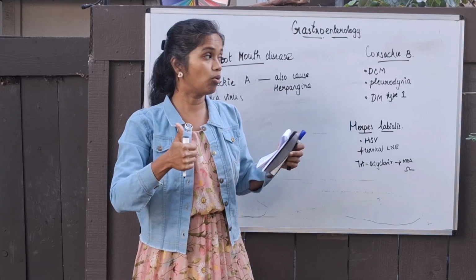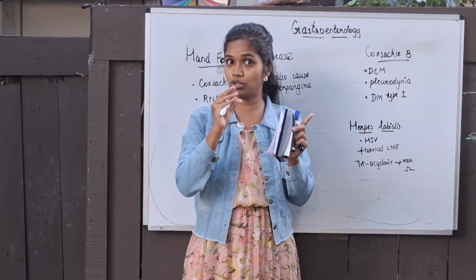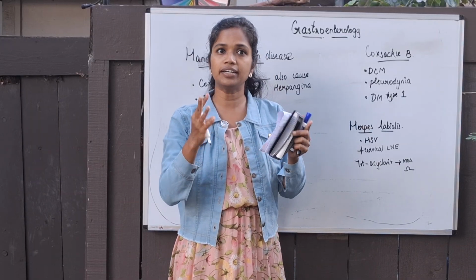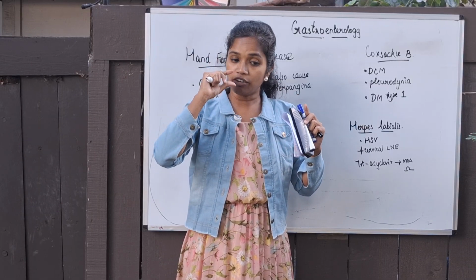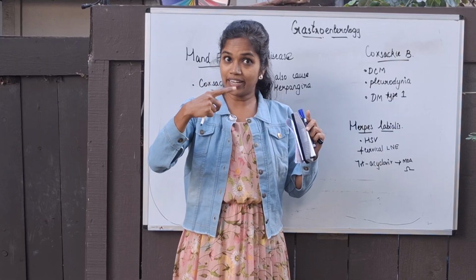The second one is about Coxsackie B. Coxsackie B is totally different. It affects the heart. It is more oriented to the organs. It affects the heart and it can result in dilated cardiomyopathy. It affects the intercostal muscles, thereby resulting in pleurodynia.